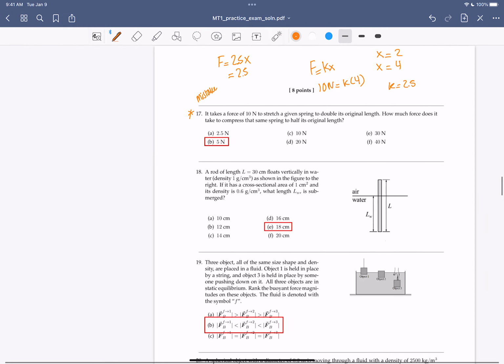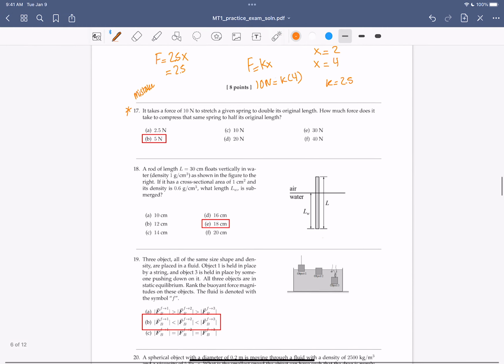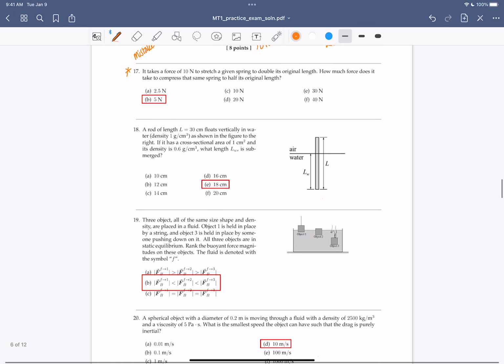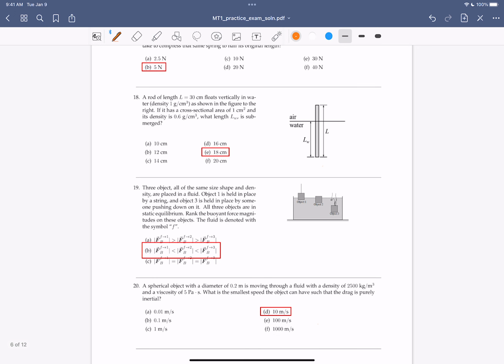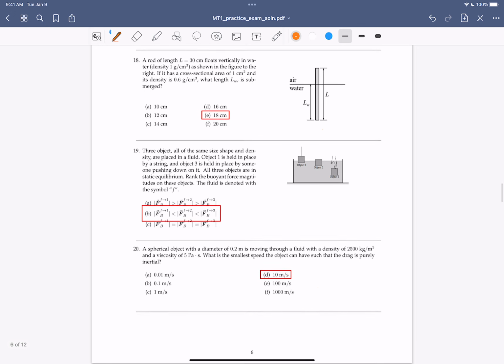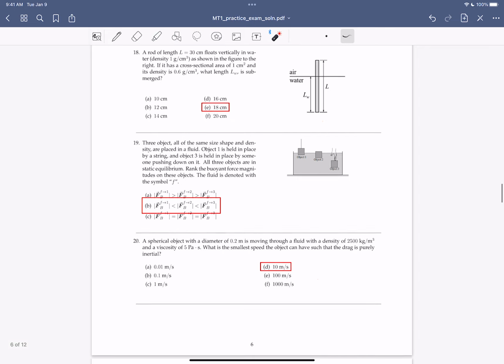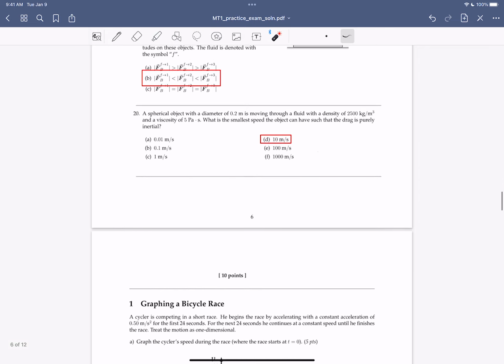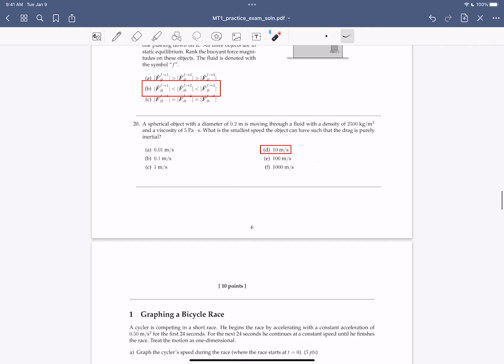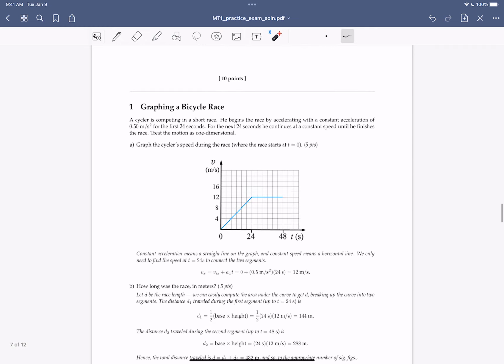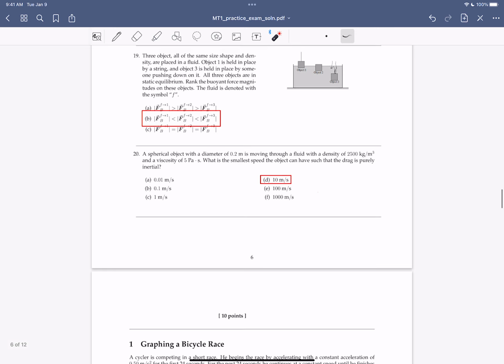But yeah, that's 17. That is it for the problems that I thought were just tough or just really stupid, to be honest. But other than that, are there any specific problems for the multiple choice you guys have in mind that you'd like to go over, or do you just want to jump to the written stuff?